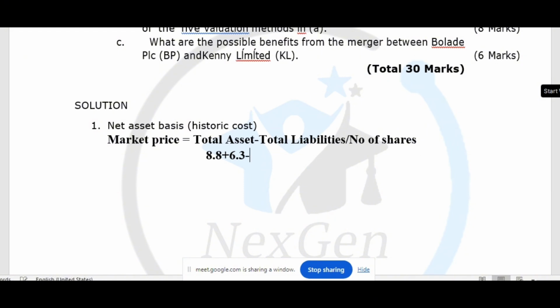6.3 minus, right? Minus current liability. What do we have? 5.8. 5.8, right? Plus the non-current liability is what, class? 3.0. Okay, 3.0. Thank you for that.